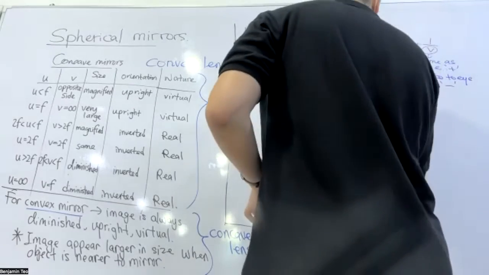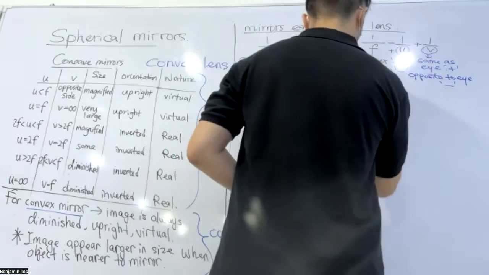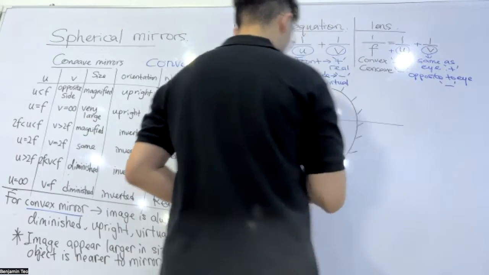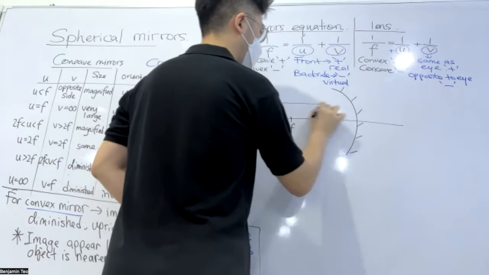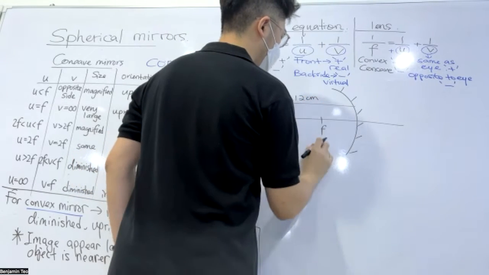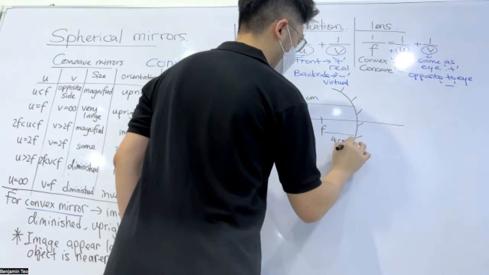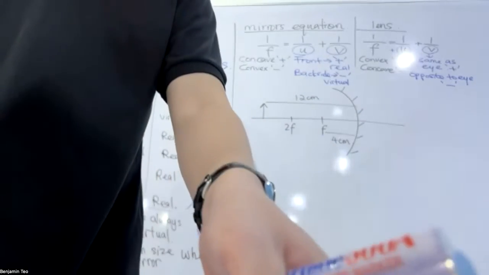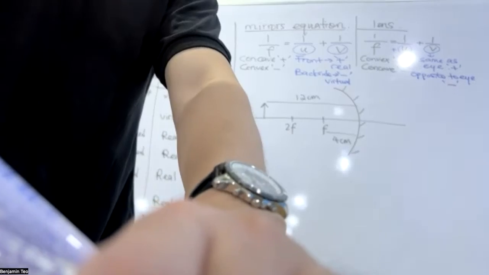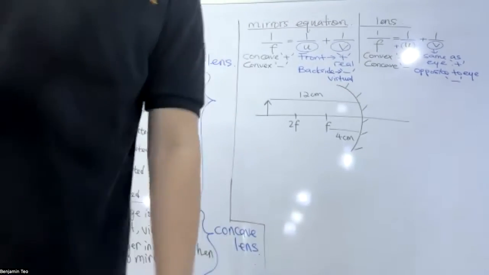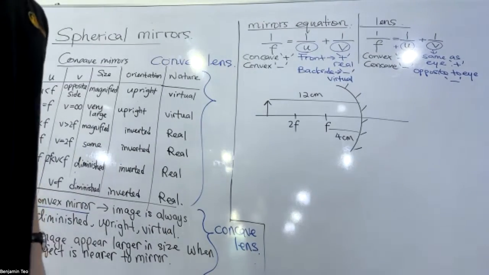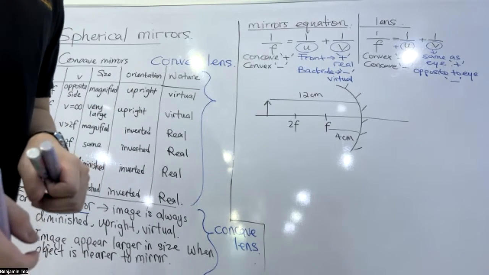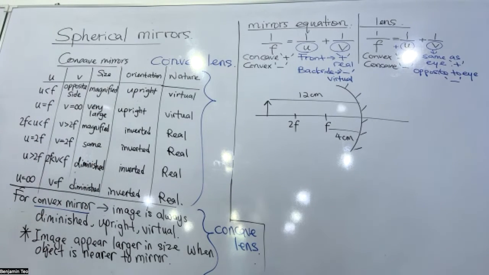Example. Okay, find the image characteristics, including the magnification. Find the magnification.